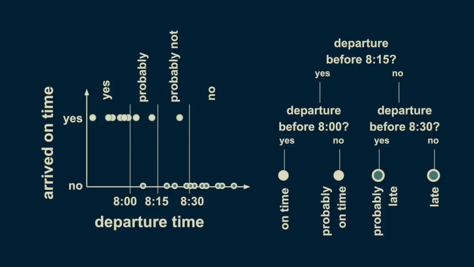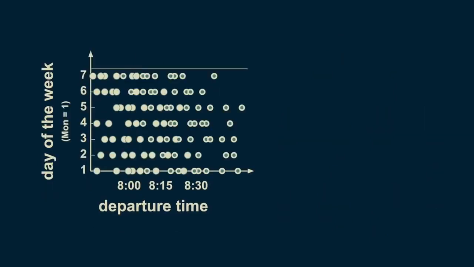We can extend this example to the case where there are two predictor variables. Consider both the departure time and the day of the week. We'll start counting at Monday equals 1, so Saturday equals 6, and Sunday equals 7. Inspecting the data, we can see that on Saturday and Sunday, the green-filled donuts, representing being late, extend further to the left. This means that leaving at 8:10 is probably sufficient to get you to work on time on a weekday, but probably not on the weekend.